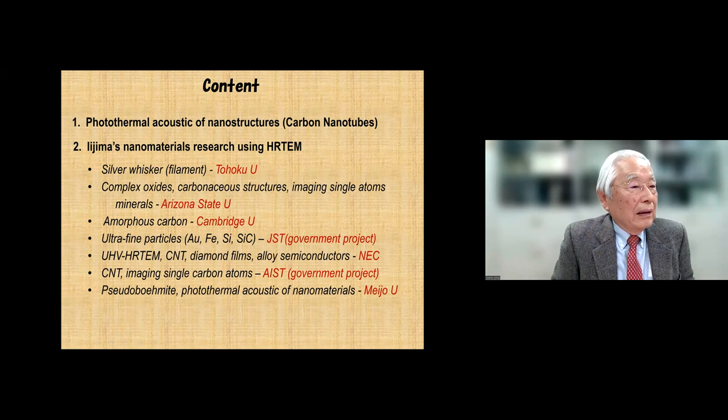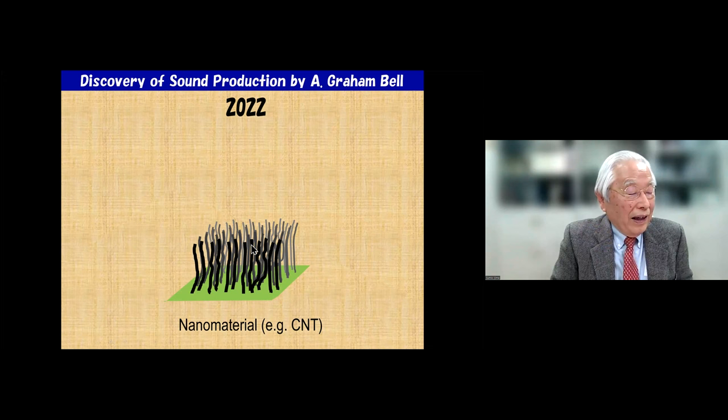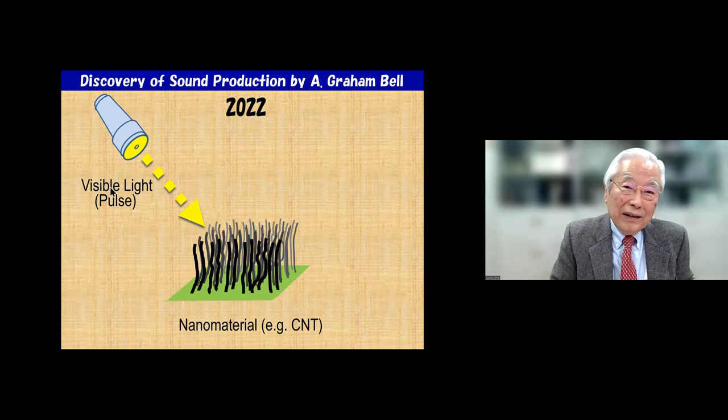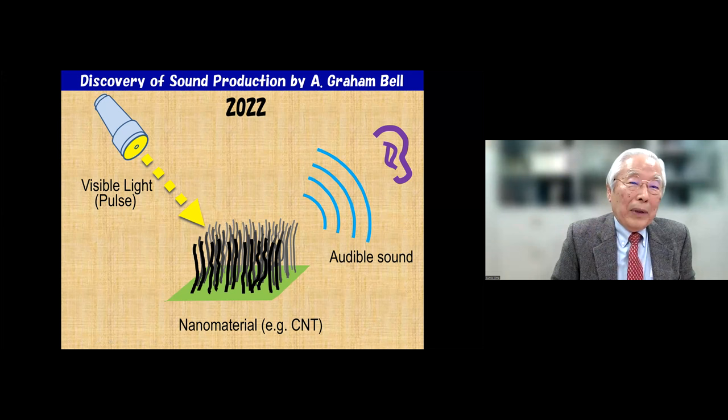This is my carbon nanotube here, right? What I did is this, and this is the visible light, okay? And actually this is not the continuous CW light. This is pulsed. That is important. Then I irradiate this, and then we can pick up the sound. It's a rather loud sound. Okay, even directly you can hear it by ear.